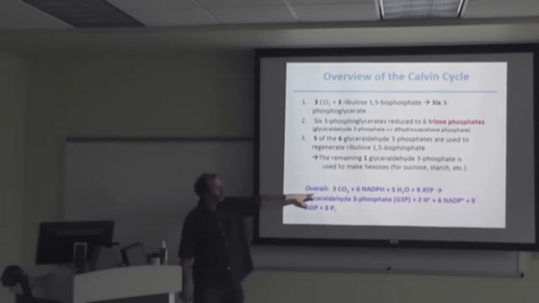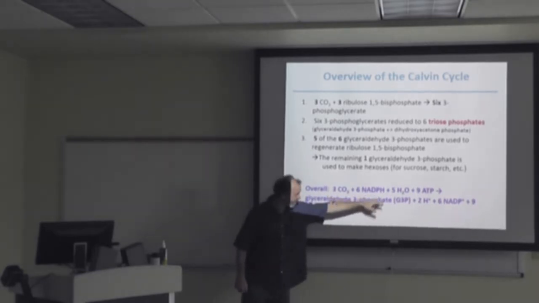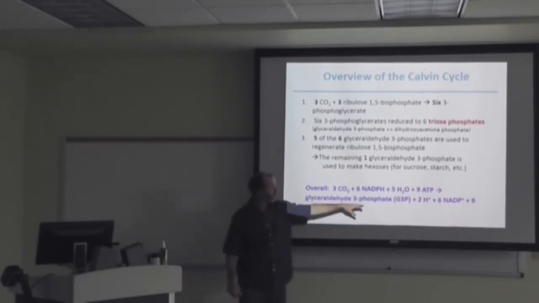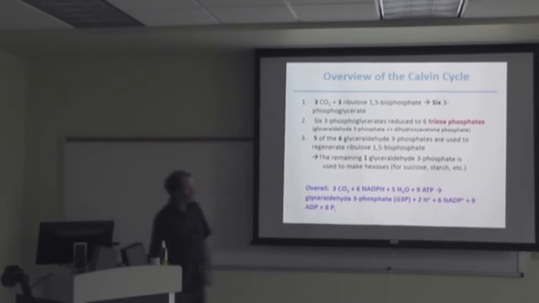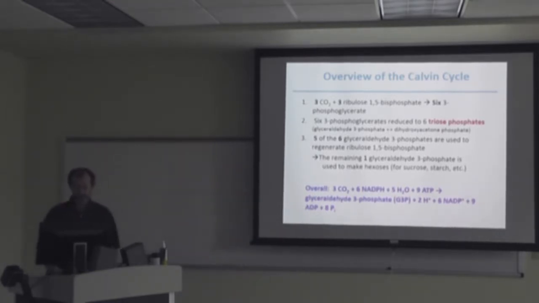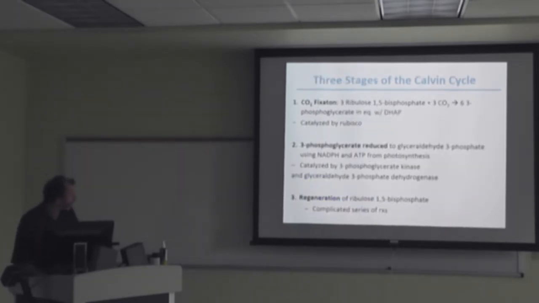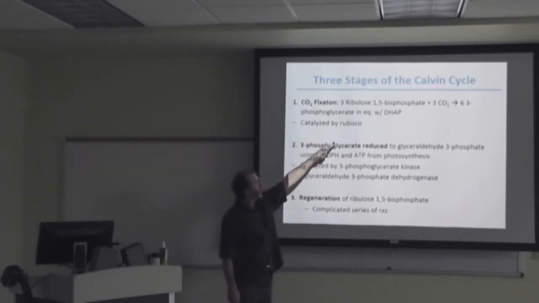So the overall reaction: 3 carbon dioxides, 6 NADPHs, 5 waters, and 9 ATPs produce glyceraldehyde 3-phosphate, 2 hydrogen ions, 6 NADP, and 9 ADP plus 8 free phosphates. And then there are 3 stages in the Calvin cycle. First is the carbon fixation. So 3 ribulose 1,5-bisphosphates plus 3 carbon dioxides are going to yield phosphoglycerate.